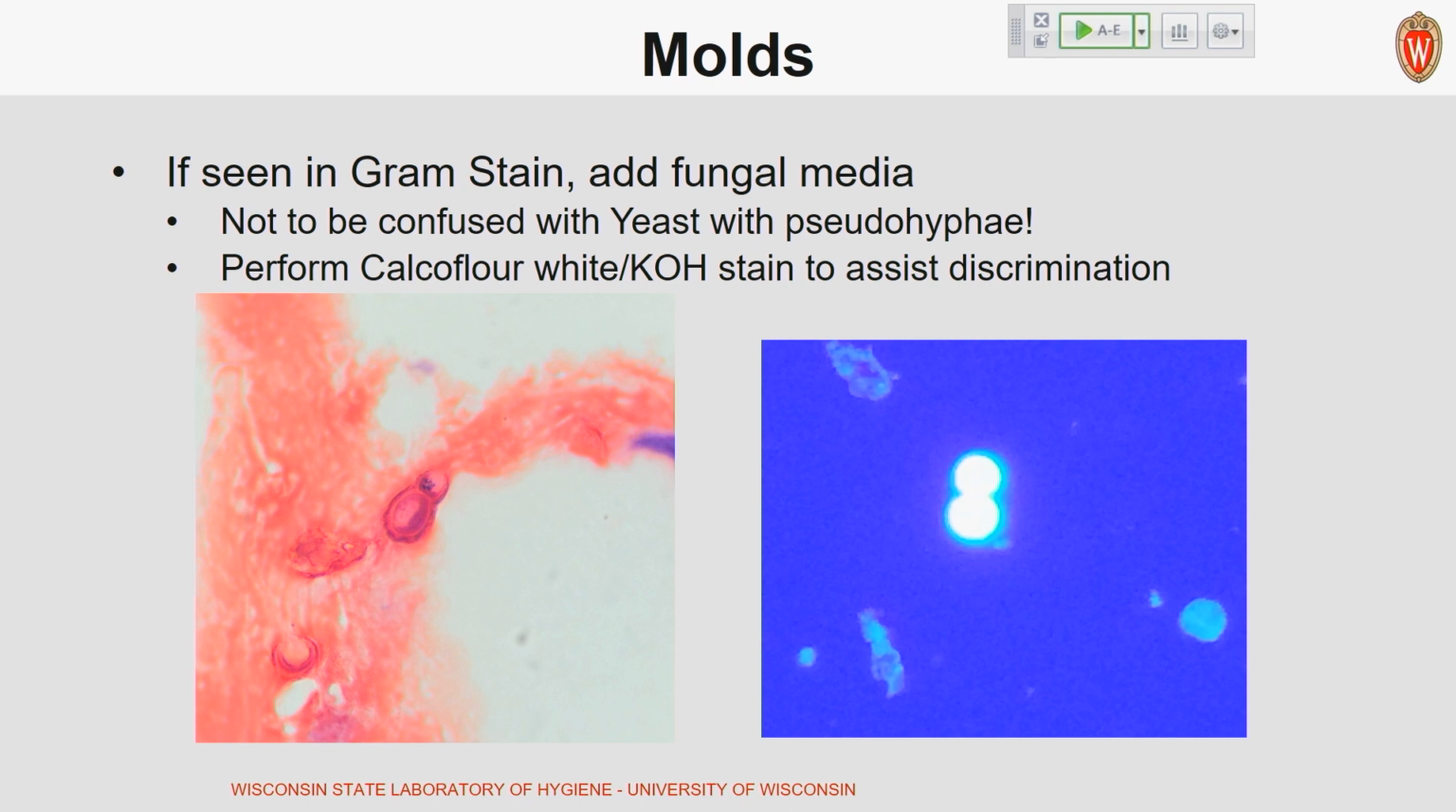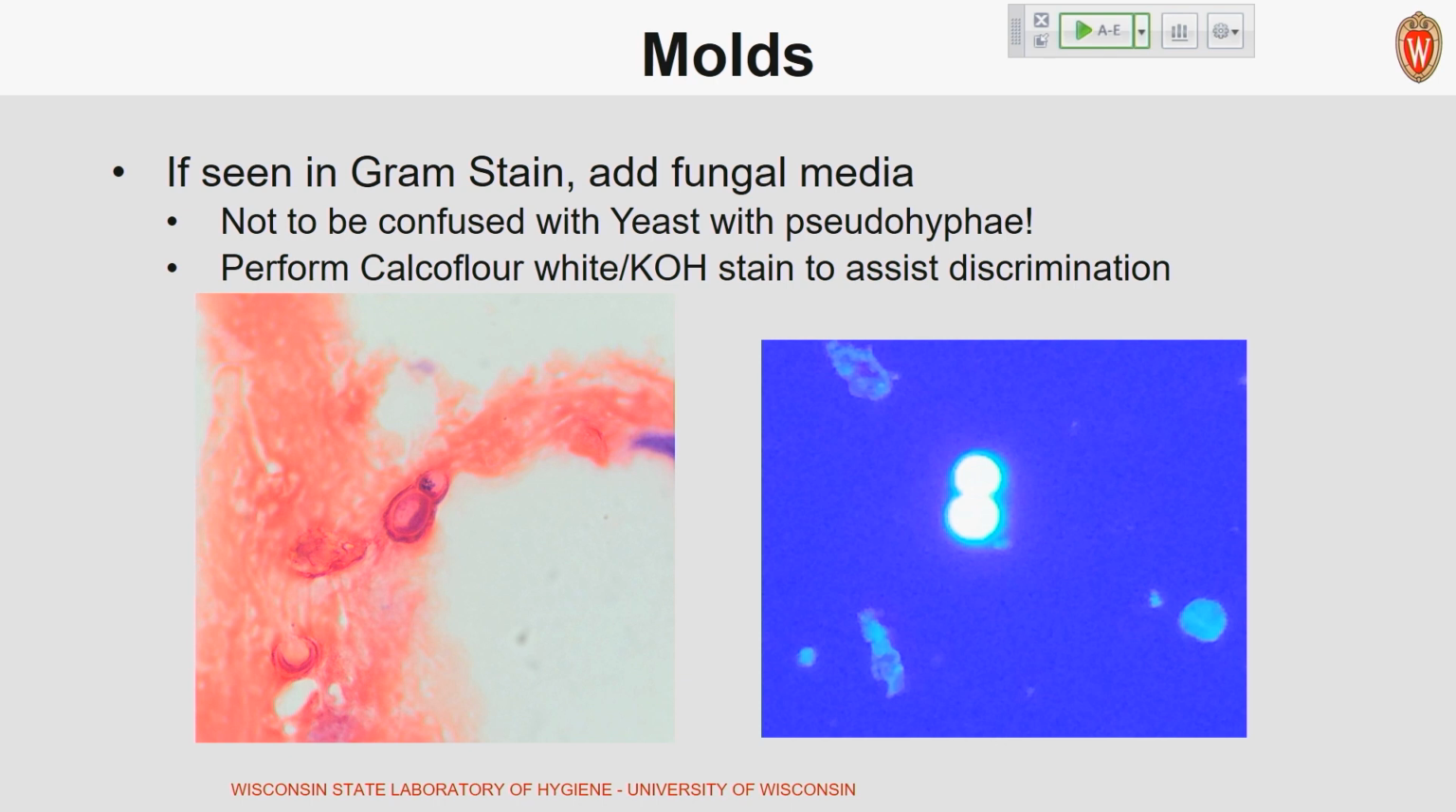And again, you can use a calcifluor white. If you see something in a gram stain, such as this picture here, you can always move to a calcifluor white to help you determine what this is. Anybody want to shout out what this is? It's blasto. This was blasto on a patient we had.